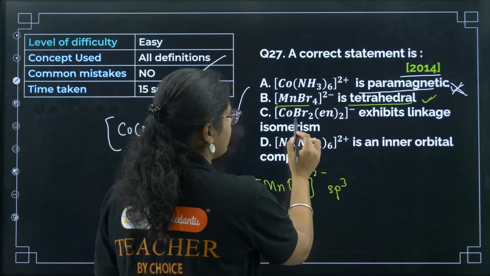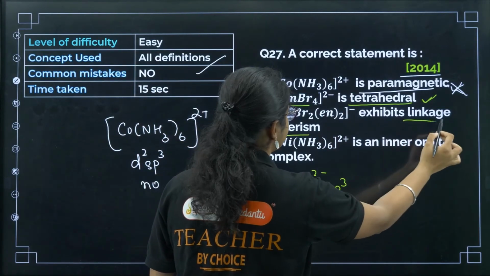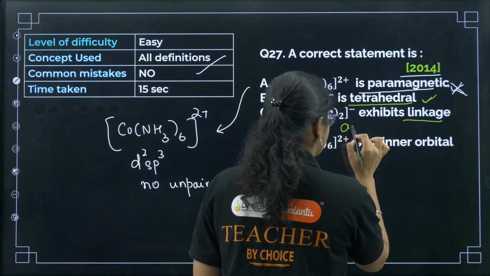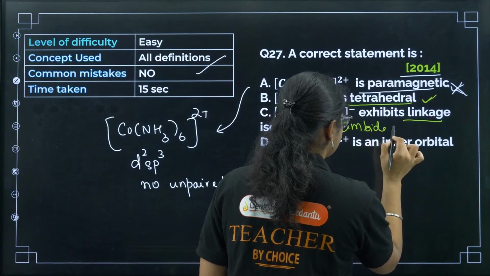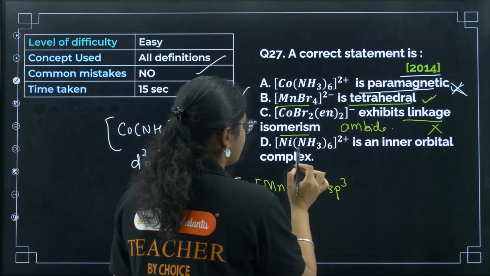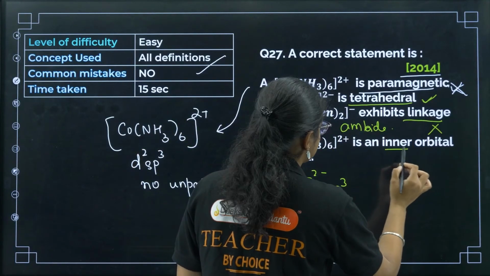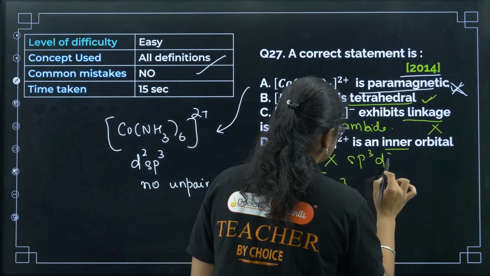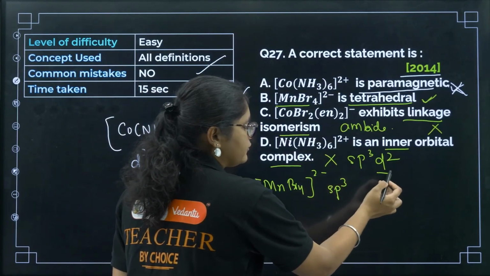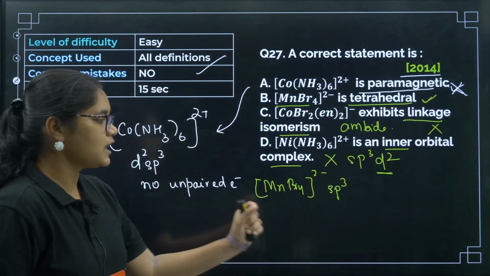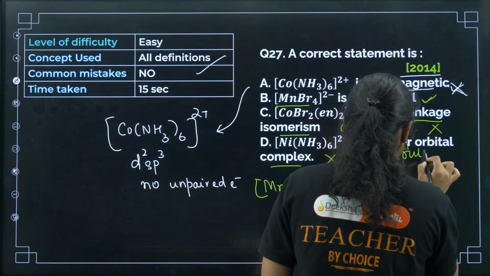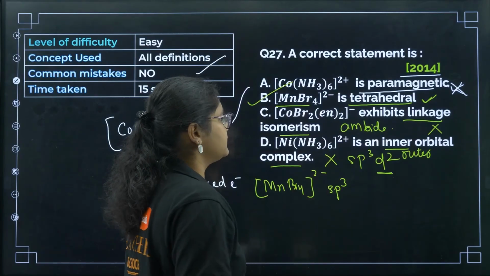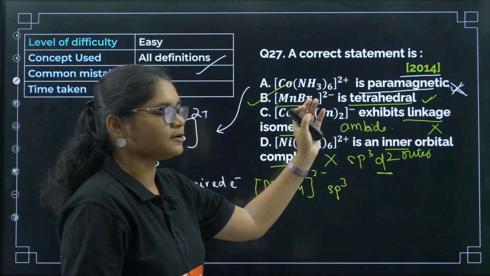Next one, if you see CoBr2(en)2 exhibits linkage isomerism. Now for linkage isomerism there needs to be a presence of ambidentate ligand, right? Because there is no ambidentate ligand, this statement is wrong. Now Ni(NH3)6 2+ is an inner orbital complex, this is also wrong. Here also the hybridization is sp3d2. So sp3d2 means outer orbital is used, so this is an outer orbital complex. So correct answer for this question will be option number B. Means the correct statement is option number B.